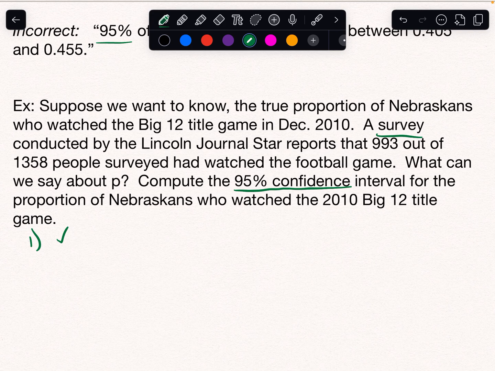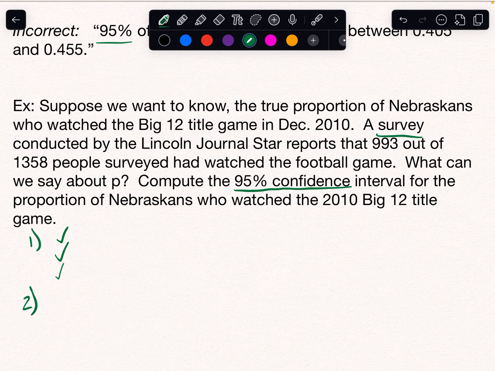We have to satisfy the binomial probability requirements. So are there two outcomes involved? Yes, because either you watched the game or you didn't watch the game. And then requirement number 3, do we have at least 5 successes and 5 failures? So did at least 5 people watch the game and at least 5 people not watch the game? Definitely yes, because 993 people watched the game and like 400 people didn't. So those are all satisfied.